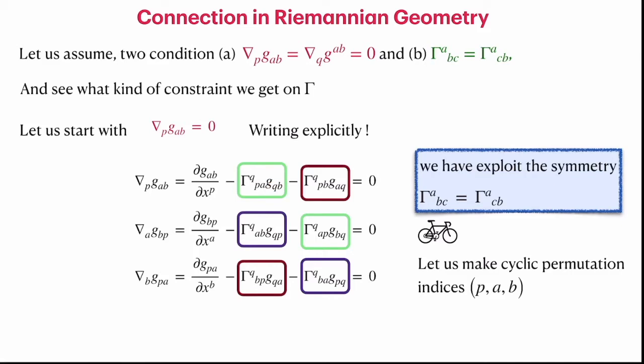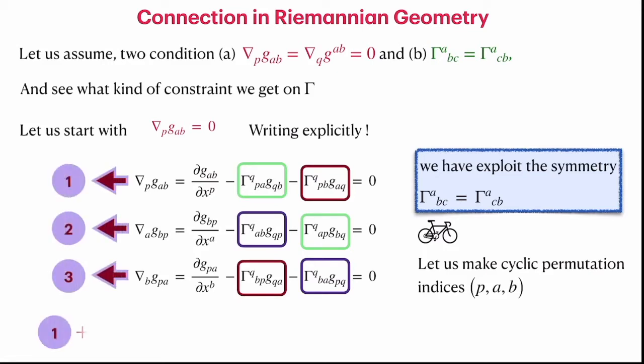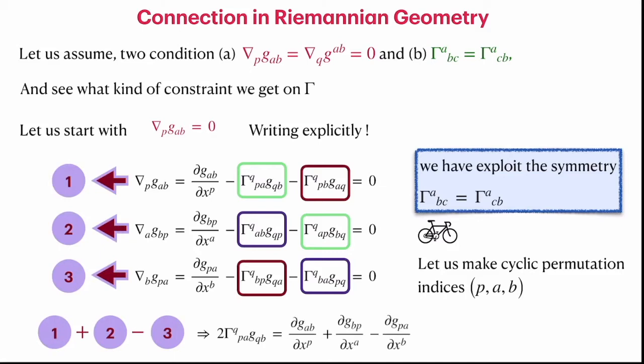So we see that these are distinct terms with different partial differentiations of a metric tensor, and some of the terms, because of the assumption which we made, are repeating. Now we can take a combination of this. Let us number these equations 1, 2 and 3, and take the combination 1 plus 2 minus 3. Now we get this expression.